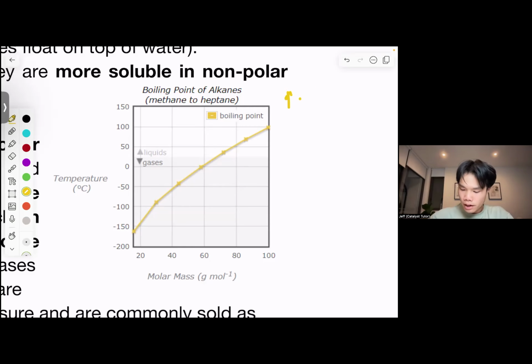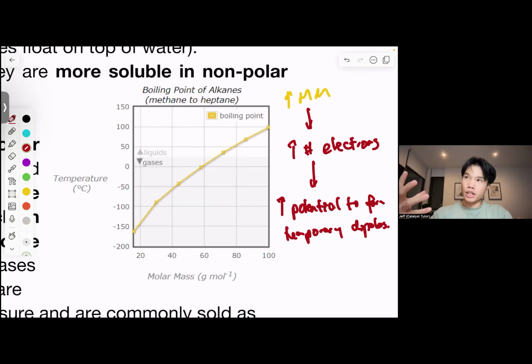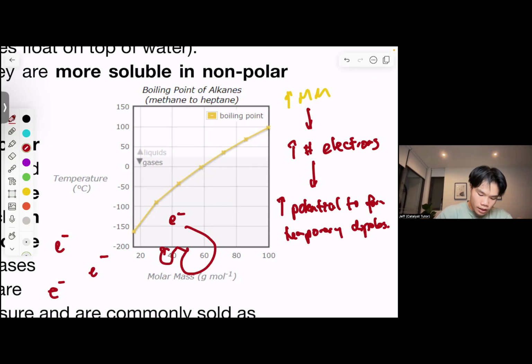So as you increase molar mass, you're actually increasing the number of electrons. And if you increase the number of electrons, this increases the potential to form temporary dipoles. Increases the potential to form temporary dipoles, or some people say it's an increase in polarizability. What this means is if you're comparing an atom that only had one electron flying around from one side to the other, now you're comparing it to something that has 100 electrons flying around from one side to the other.